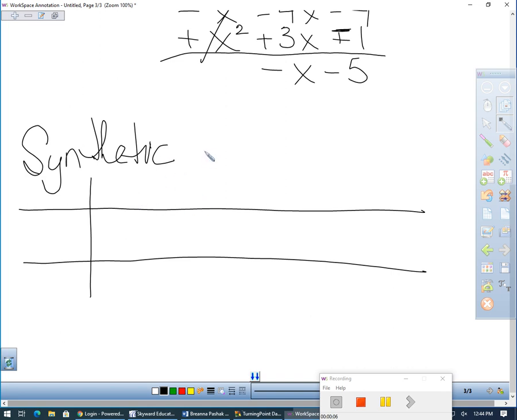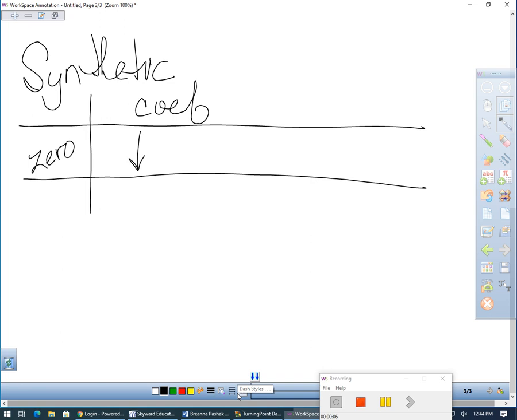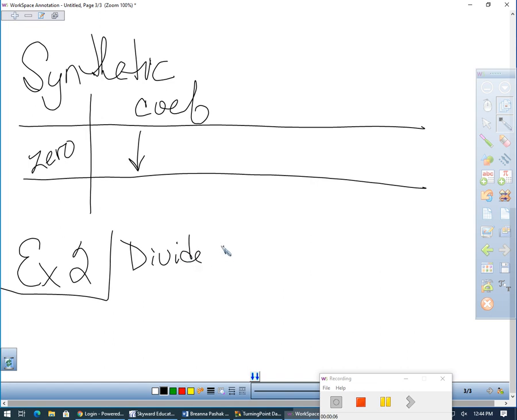It's synthetic. We're going to put our coefficients across the top, right? Our 0 on the outside when we set it up, and we always bring the first one down. Then we multiply and add, right? So here is example number 2. And again, I want you to divide and write a summary statement.